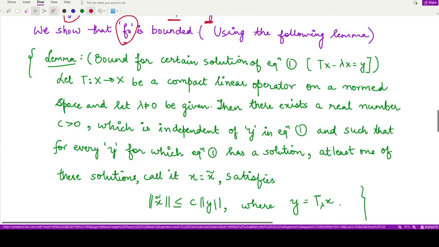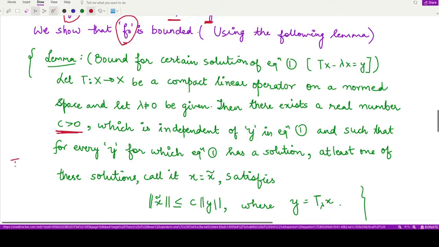The result here states that if T is a compact linear operator on a normed space X and lambda, which is a non-zero complex number, is given to us, then there exists a real number c, which is a positive real number, which is independent of y in equation 1, and such that for every y for which equation 1 has a solution, at least one of those solutions.